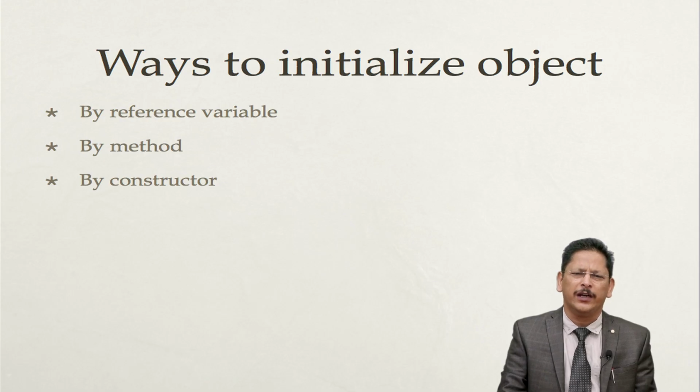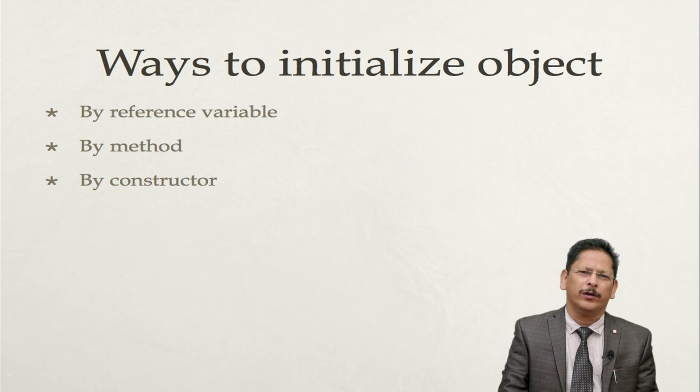Now see the ways to initialize the object. To initialize the object, we have three different methods. First is by reference variable, second is by method, and third is by constructor. In the constructor method we are initializing the variables of a class by using the constructor. This third method we already know.